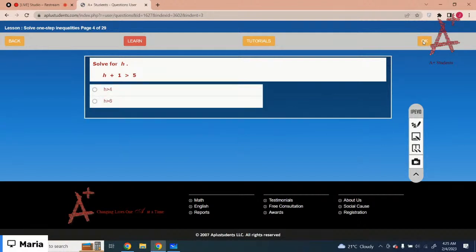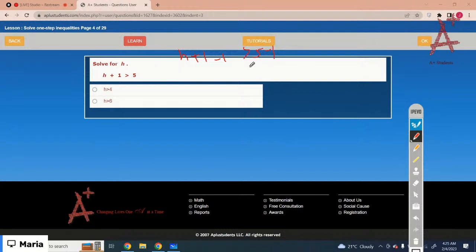Okay, the next one is h plus 1 is greater than 5. So you have to isolate the variable h. Opposite to addition is subtraction. So just subtract 1 from both sides. So it would be h plus 1 minus 1, and you have to do 5 minus 1. Got it? So 1 minus 1 is 0. You're left with h and 5 minus 1 is 4. So h is greater than 4. The correct option is h is greater than 4.